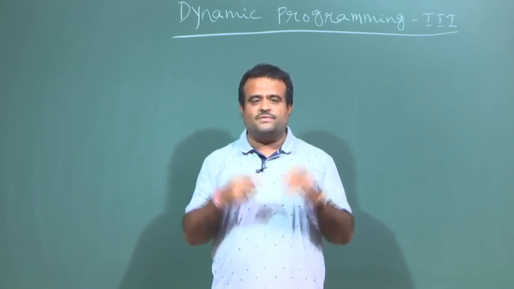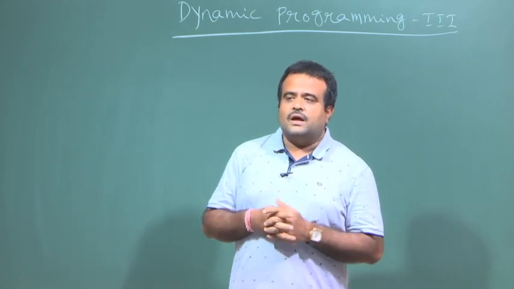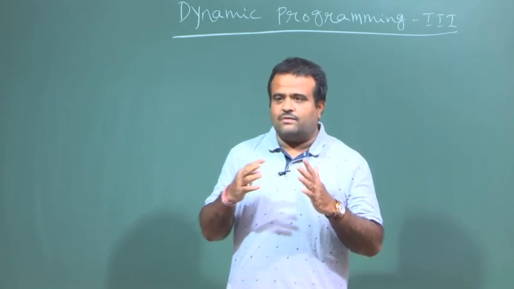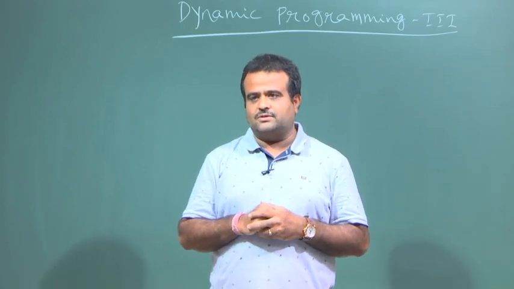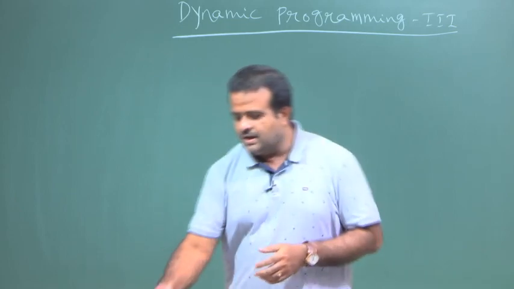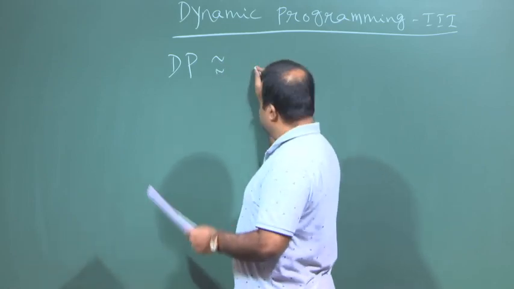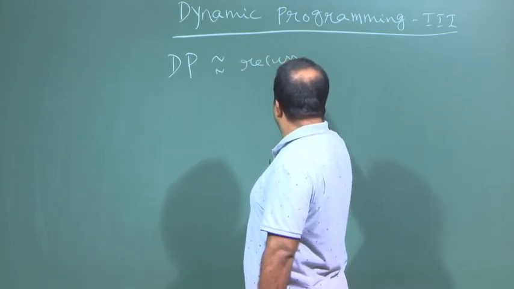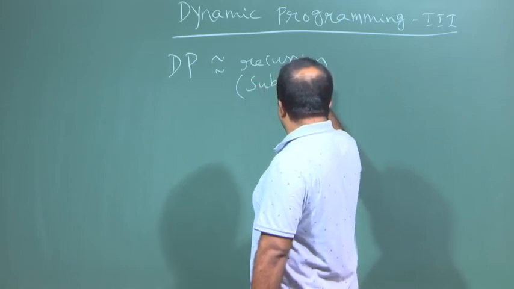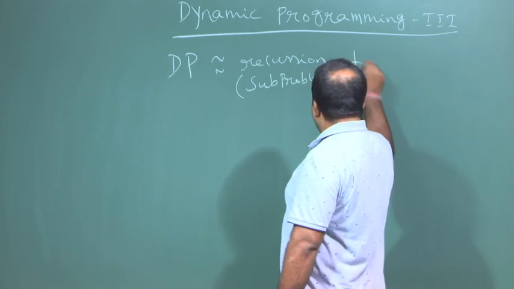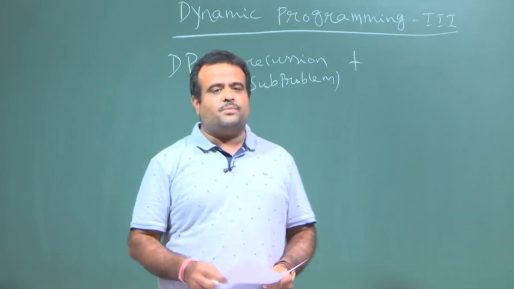So, basically we have given a recurrence. If we can write any formula in a recursive form, then we can apply the dynamic programming technique. Dynamic programming, DP in short, is basically recursion. Recursion means subproblems. We have a problem, we reduce it into subproblems, and then we reuse the solution of the subproblem. Reuse means we have to memorize.